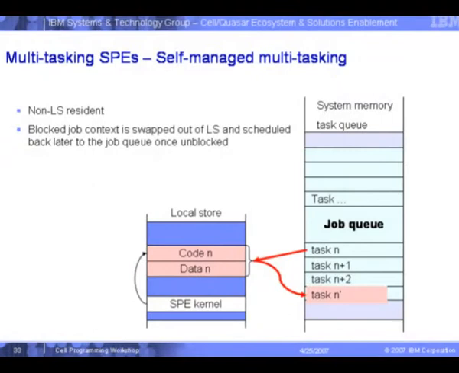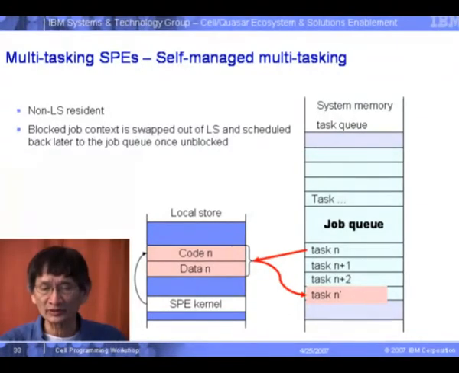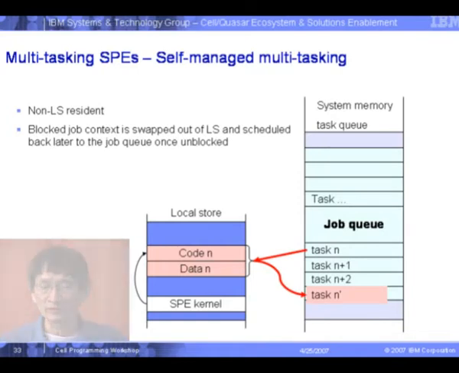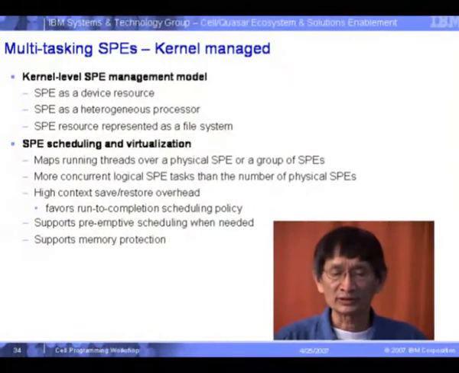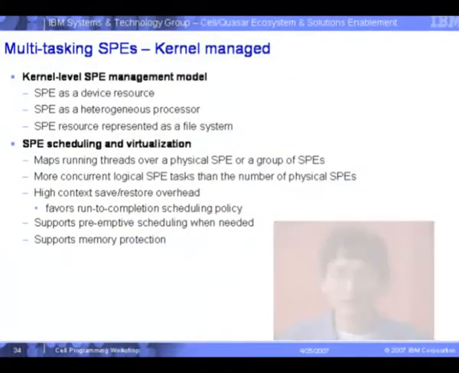Self-managed multitasking. Again, we have an SPE kernel running here, and job queues holding a number of tasks. Based on the events that happen, the SPE kernel can DMA the data and the code down to the SPE and run it through. Multitasking, SPE kernel managed. This is an explanation of what I just described.